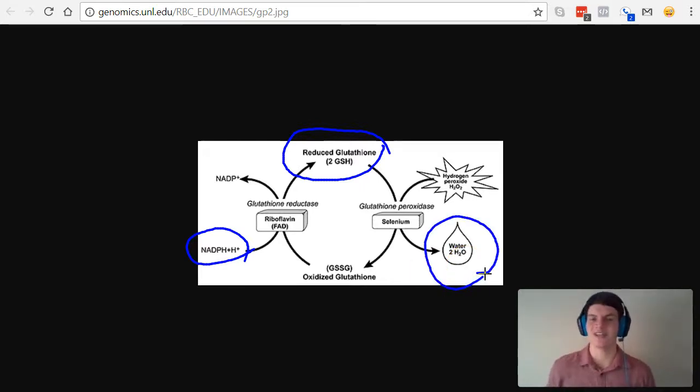Originally, hydrogen peroxide is a free radical, which is going to cause damage to your body. Once we reduce it using glutathione, it's going to be much more stable as just water, right? So NADPH and the production of it is so important for your body in fighting off these free radicals that are produced in your body all the time.